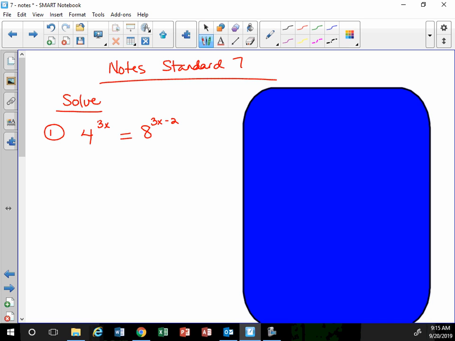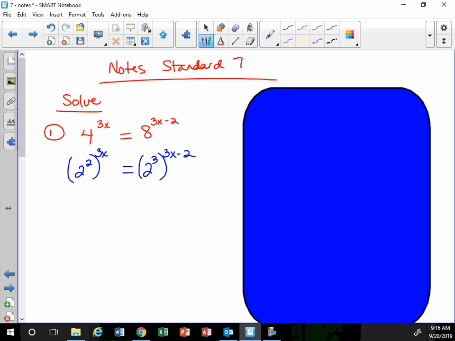Okay, guys, what base should I use on both sides of my equation? 2, yes. So 2 to what power is 4? Isn't this really 2 squared to the 3x? And then the other side, 2 to what power is 8? So that's 2 cubed to the 3x minus 2.